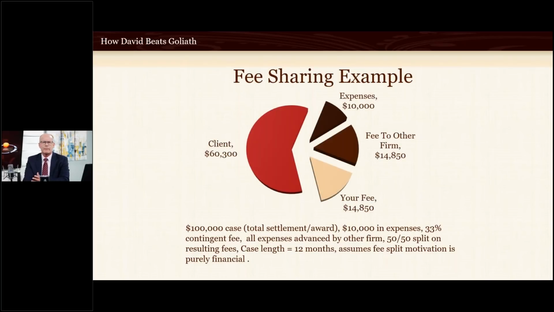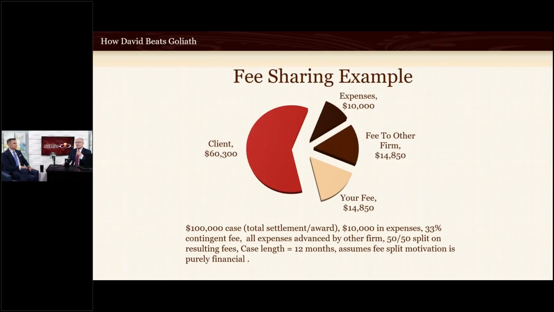So this is an example where the total settlement or verdict is $100,000. The typical 1/3, 2/3 split, in terms of the client getting 2/3, the law firm getting 1/3. So if you think about it, if you were to take this case in and then share it with another law firm, primarily because you don't have the $10,000 needed to prosecute the case, let's think about what you're really giving up for that and for how long. And let's assume this case takes a year, right? Mm-hmm. So what are you really giving up?